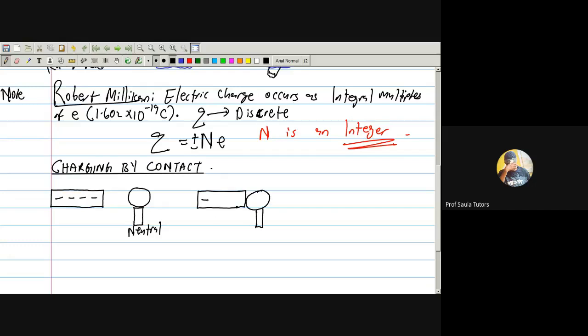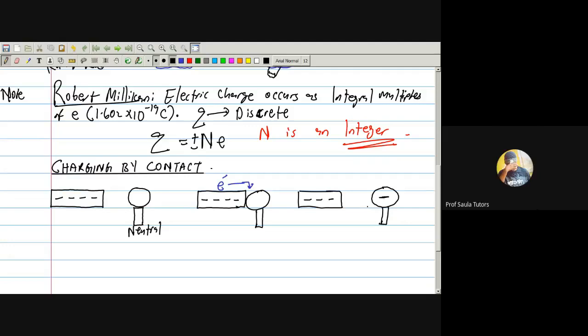Then what happens? Since they are in touch with each other, electrons are transferred from this negatively charged metallic rod to this neutral sphere. Are we together? Then when we separate both of them, we will observe that some negative charge has been transferred, so this sphere now has a net negative charge.